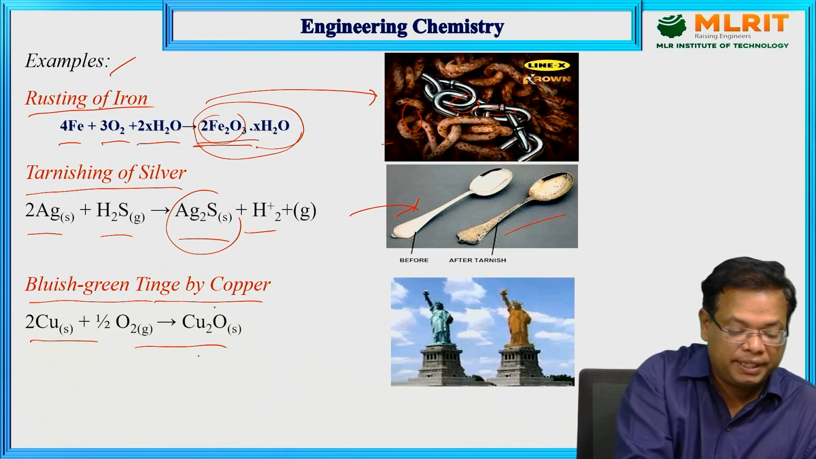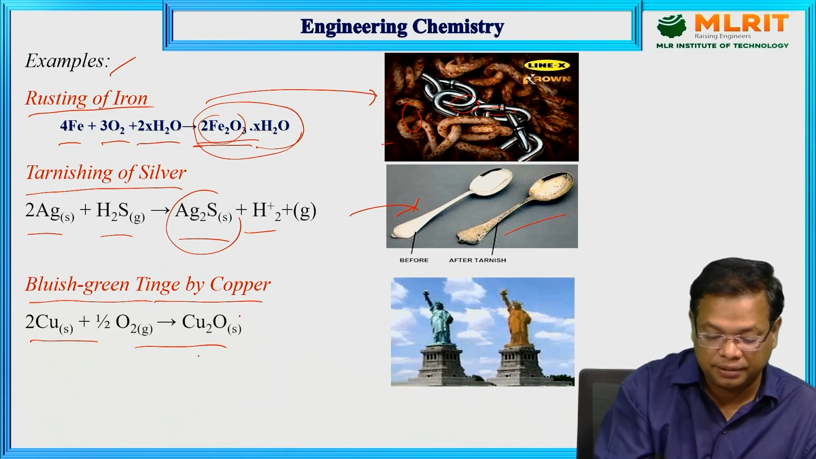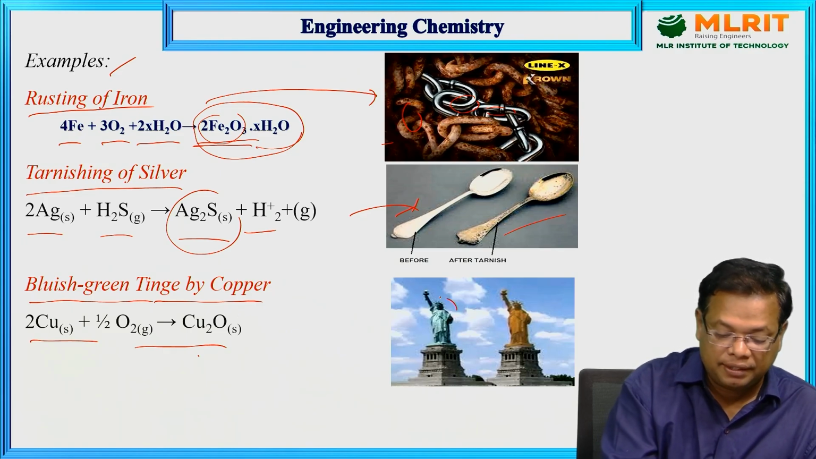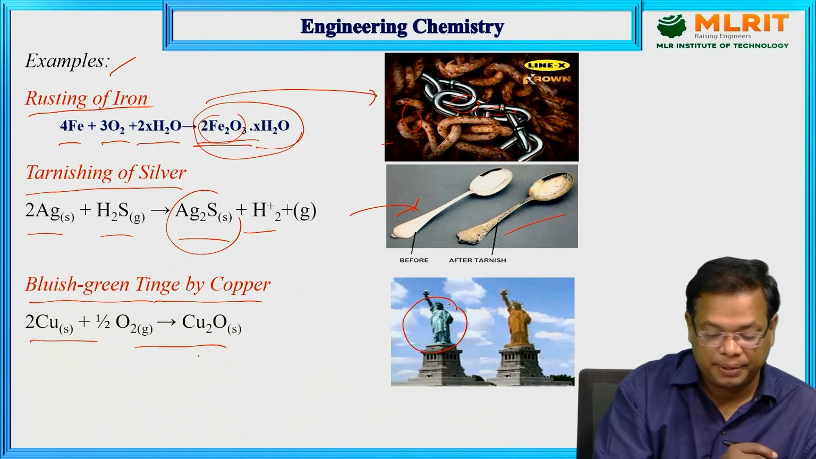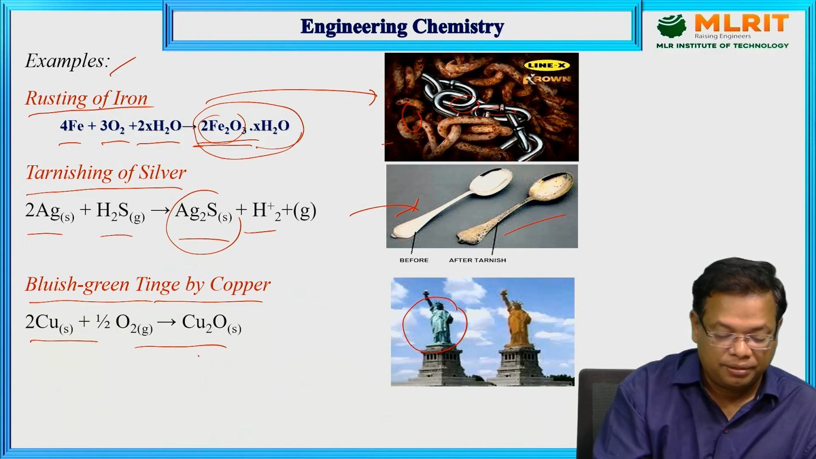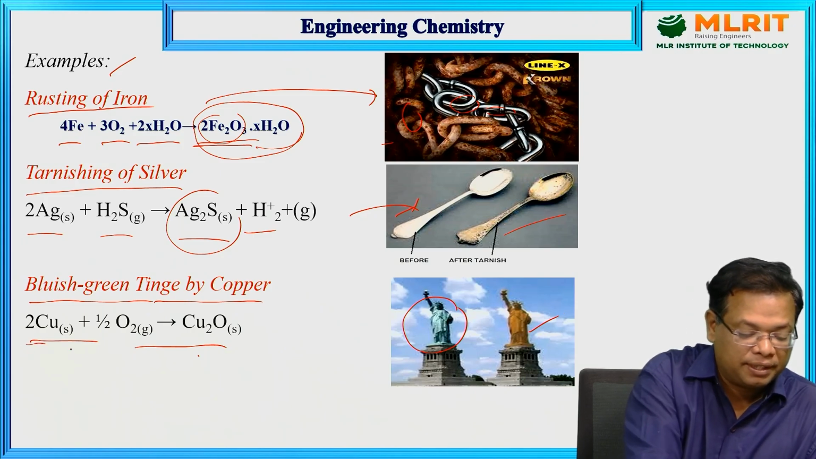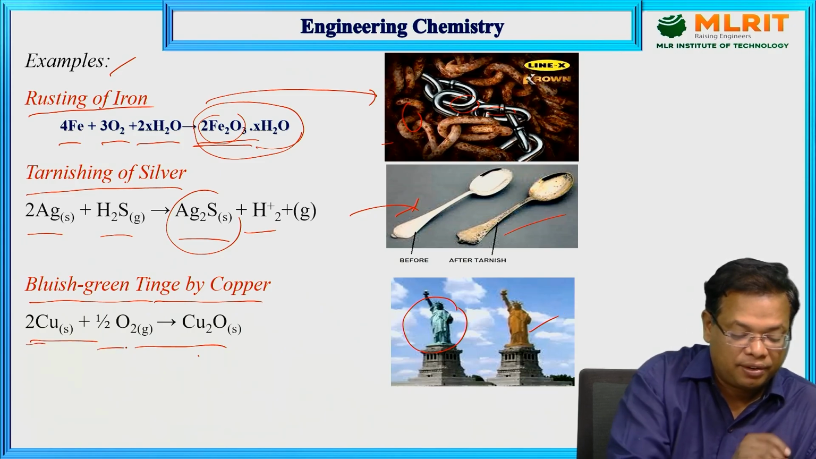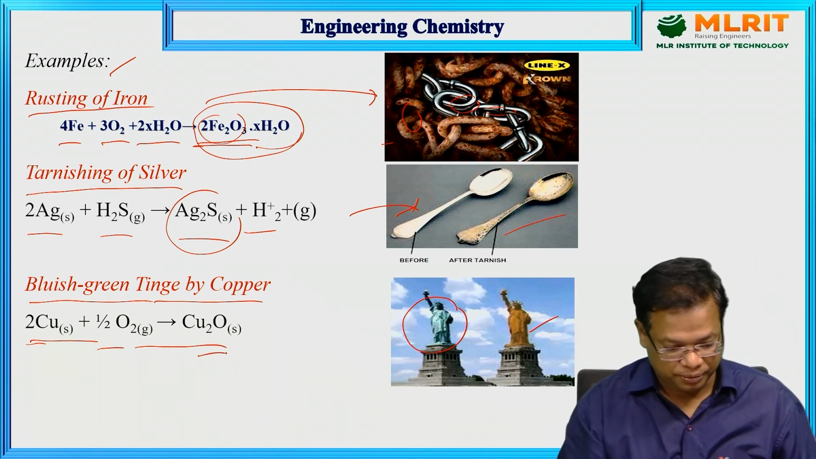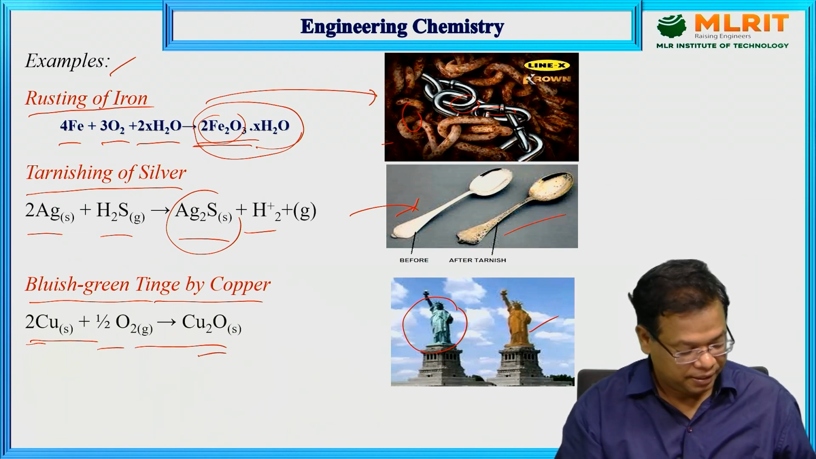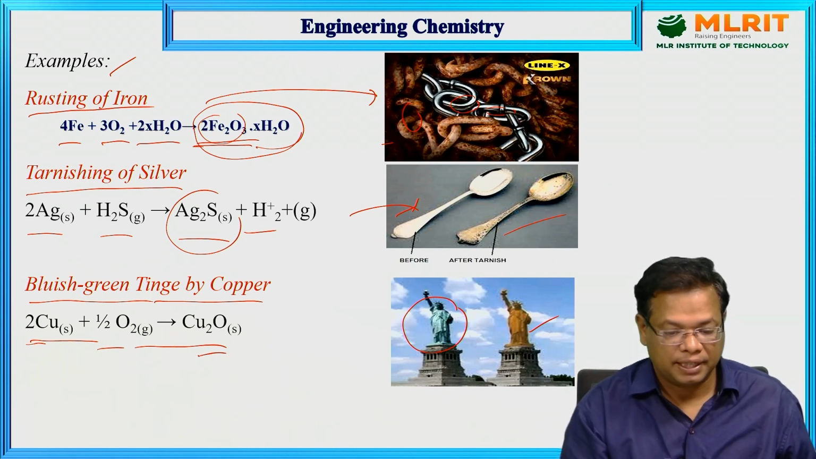And then the bluish green tinge on copper. So this is actually the Statue of Liberty. Initially it is like this, now it is becoming like this because copper reacts with oxygen, it will form Cu2O. This is the way the rusting will be formed.